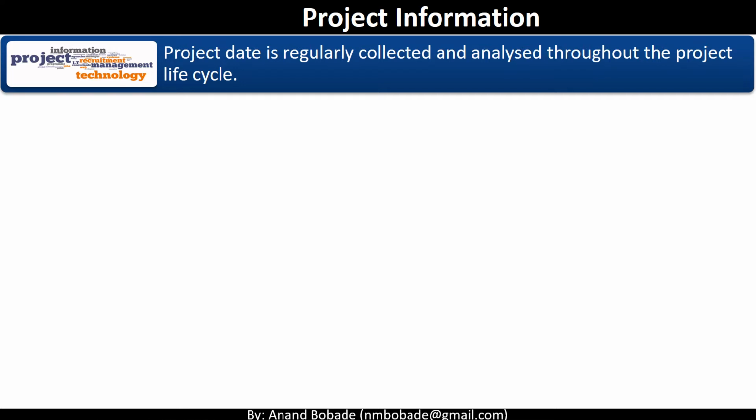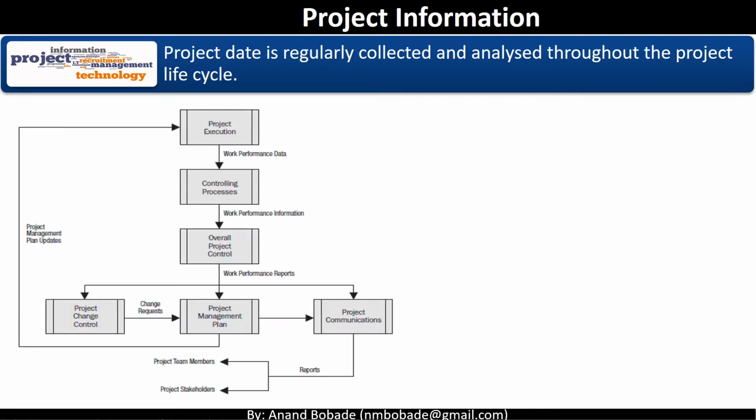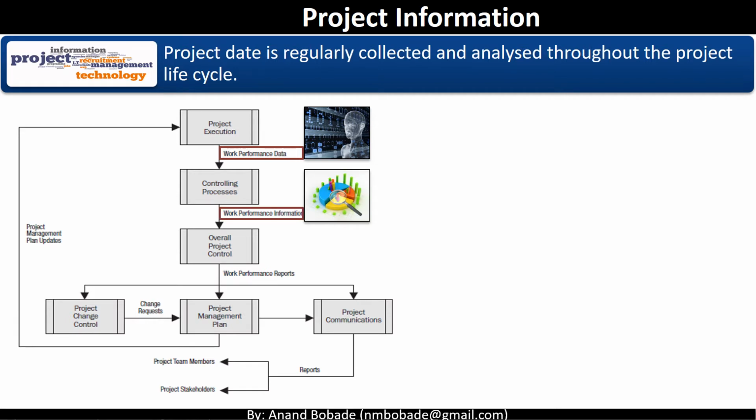So let's try to understand how this work performance data, work performance information and work performance reports are generated. Diagram shows flow of project information across various processes. Work performance data is generated during the project execution. Think as if you are working on creating some deliverable or product and there will be lots of data generated. Work performance data is input to all controlling processes where this data is analyzed in a context of respective knowledge area and it results in a work performance information.